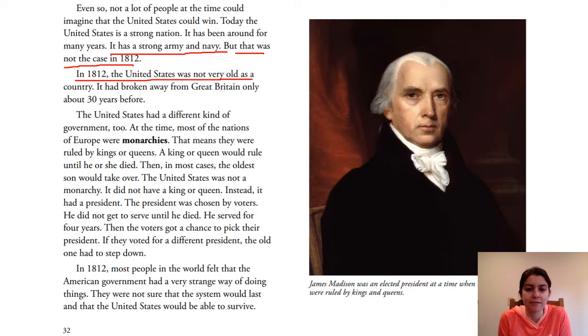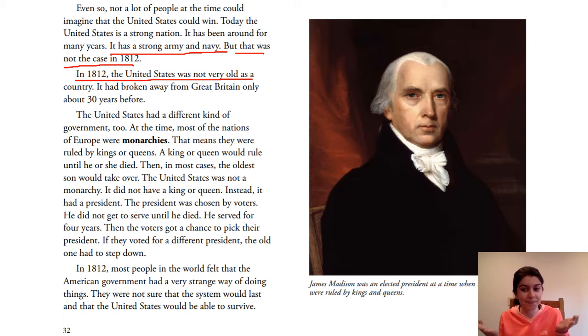The United States had a different kind of government too. At the time, most of the nations of Europe were monarchies. That means they were ruled by kings or queens. A king or queen would rule until he or she died. Then, in most cases, the oldest son would take over. The United States was not a monarchy. It did not have a king or queen. Instead, it had a president.